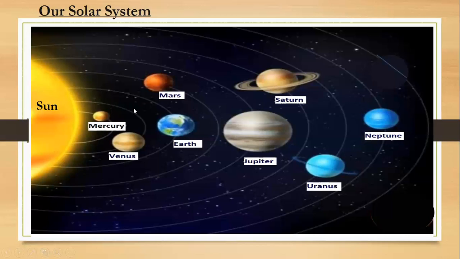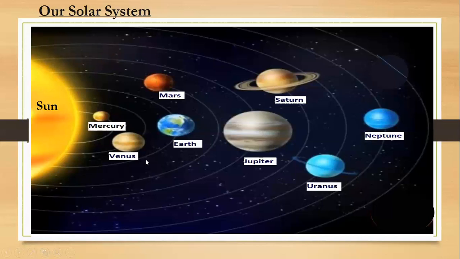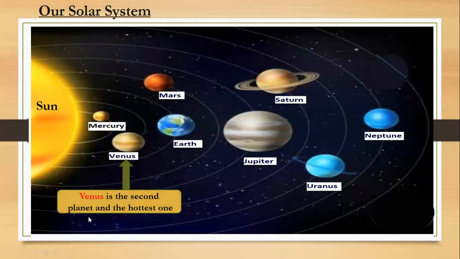starting with Mercury. So Mercury is the first planet and the closest planet to the sun. Mercury, which is the first planet, and the closest planet to the sun. This is Mercury. What about Venus?